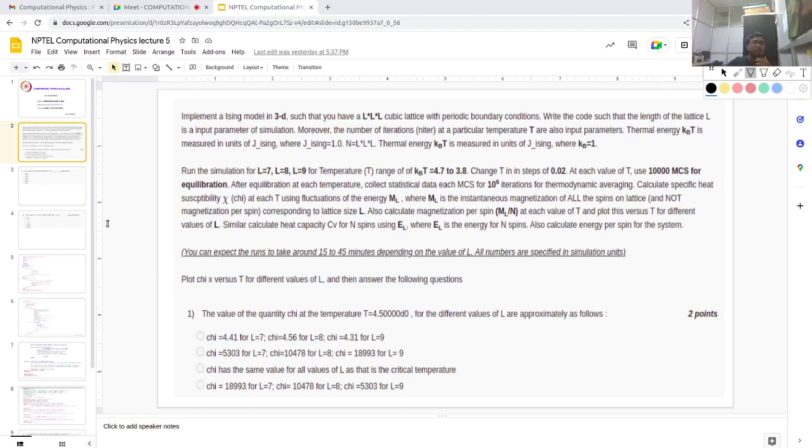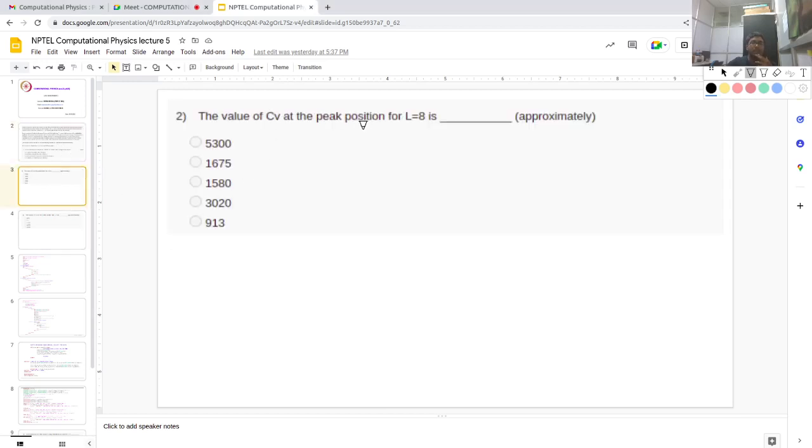So the next question was the value of CV at the peak position for L equals 8. So what I have to do is, we already have the file. Let's say for this one I need to comment out these things. You have just sorted out, right? You have read again and you have sorted out. Yes, yes. So now I just have to see the file and find the maxima.